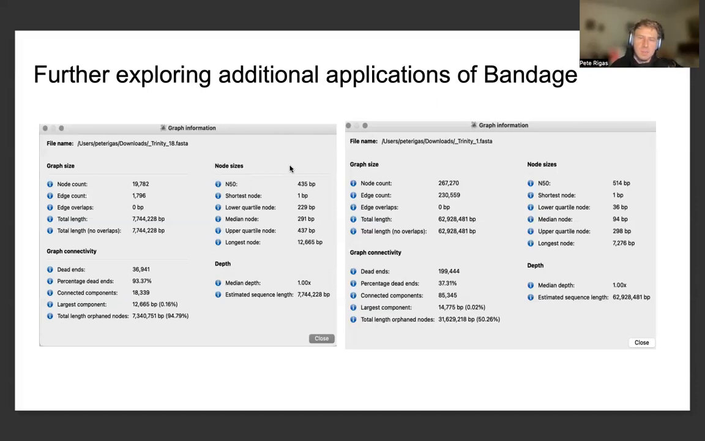On the right-hand side, we can see a node count of around 270,000 nodes in the graph, an edge count of almost 231,000 edges, and the graph consisting of approximately 63 million base pairs. So there's a pretty large difference in the total number of base pairs of the Bandage graph assembly on the left in comparison to the Bandage graph assembly constructed on the right.